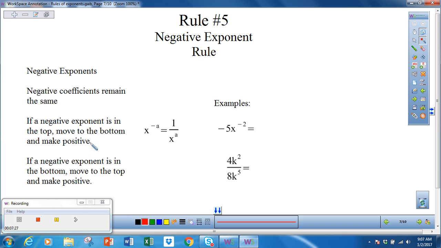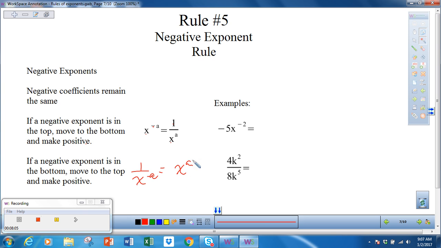Okay? Now we're coming to the negative exponent rule. Now remember, these rules only apply to exponents. They do not apply to coefficients. So negative coefficients remain the same. They don't change. If a negative exponent is in the top, we're going to move it to the bottom and make it positive. For instance, we have x to the negative a, which is in your notes, and we're going to write that as 1 over x to the a. If the negative exponent is in the bottom, so if we have 1 over x to the negative a, then we move it to the top and it becomes positive.